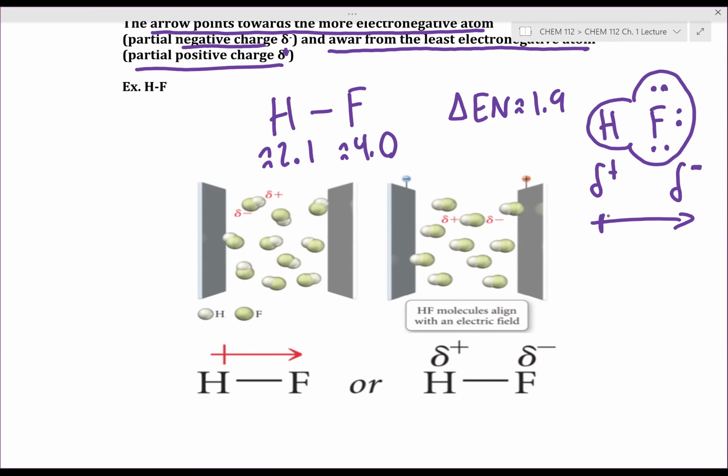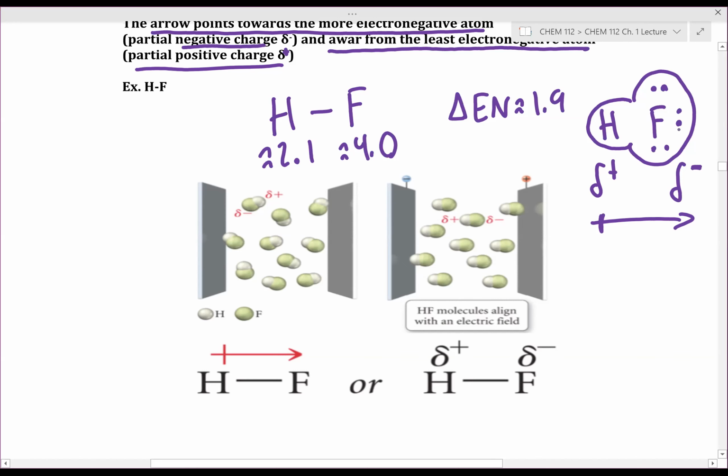Now, we can observe bond dipoles based on the fact that these molecules that are polar, that have a net molecular dipole, will align themselves in an electric field. So there's a clear unbalanced distribution of charge in our molecule, and as a result, this polar molecule will respond to an electric field.